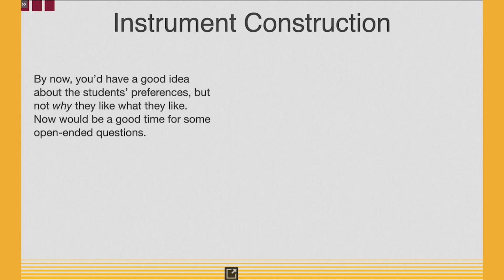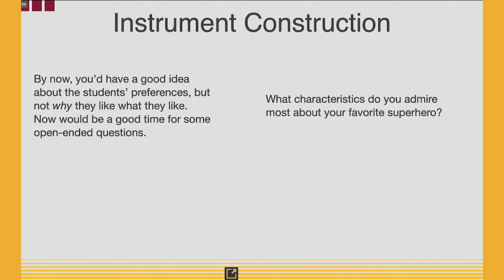So we could ask questions like, what characteristics do you admire most about your favorite superhero? And why do you prefer your favorite superhero? Because in surveys we do often ask both types of styles, I like to think of those kinds of surveys and those kinds of interviews as mixed method, because they're using both that quantitative style closed question and the qualitative style open-ended question.